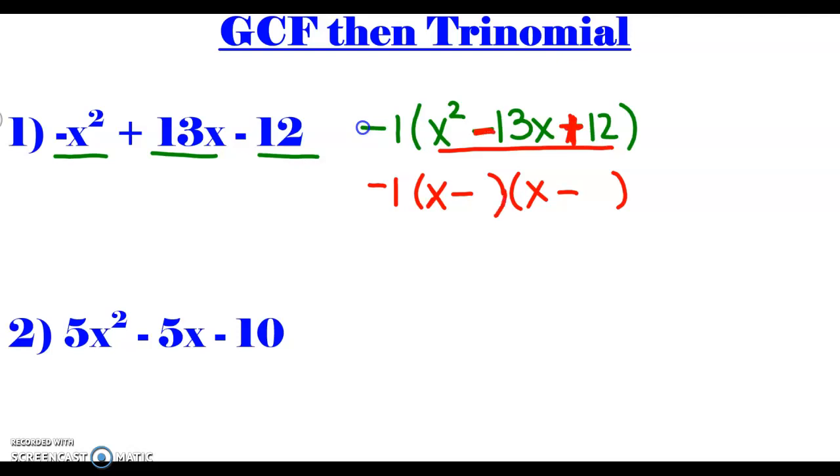I caught my mistake because when I was looking at the factors, it wasn't going to work out. So it multiplies to give me positive 12 and adds to give me negative 13, which would be negative 1 and negative 12.